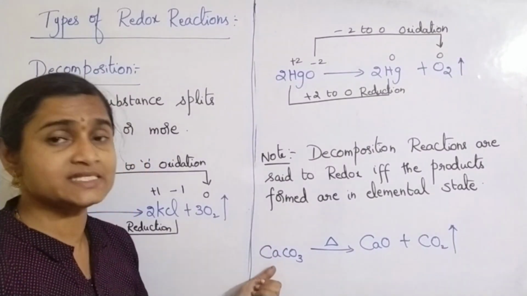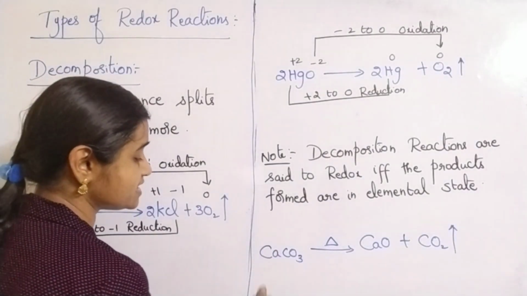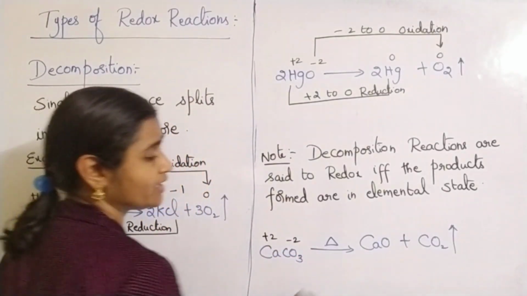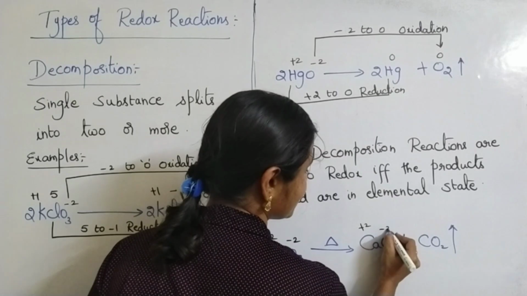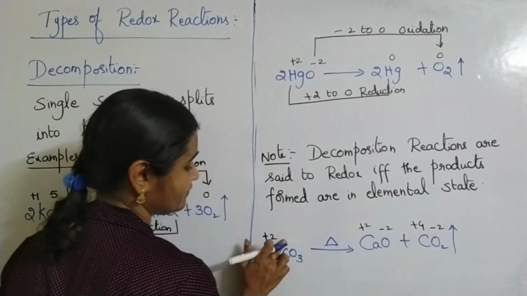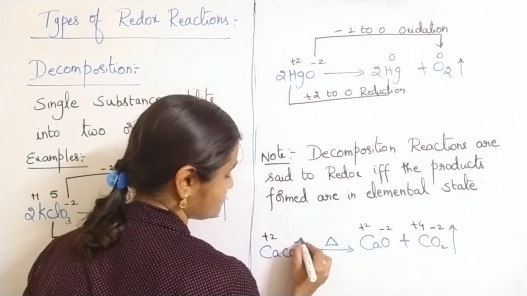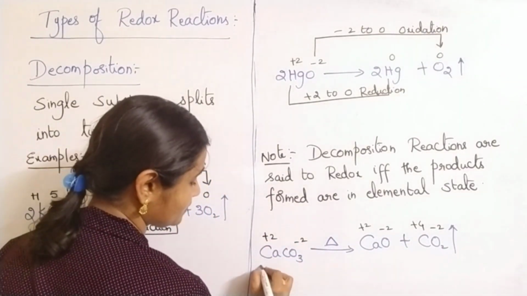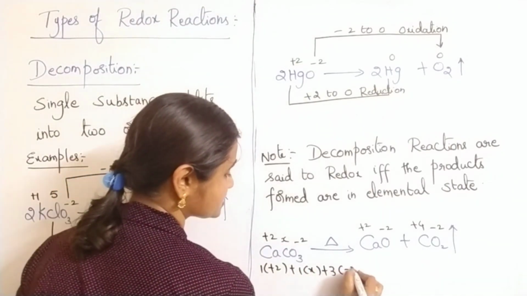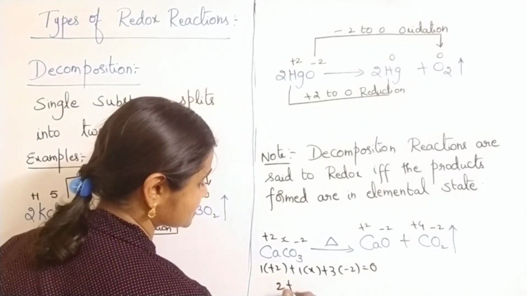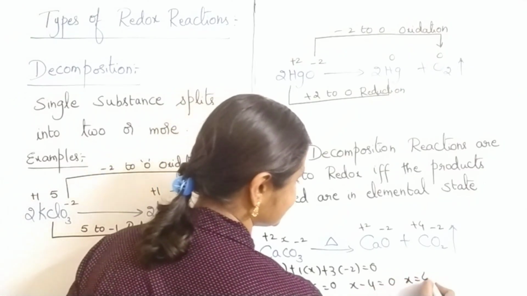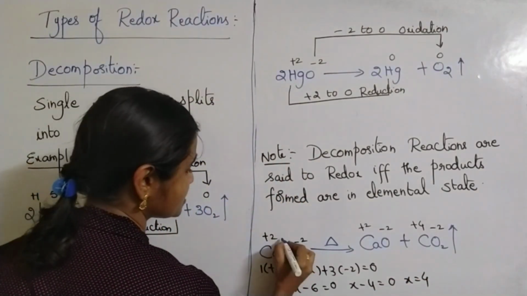Now coming to this example. Okay, now let us assign oxidation numbers. Calcium plus 2, totally carbonate ion minus 2. Okay, now calcium plus 2, oxygen minus 2. Or if you can directly check, oxygen minus 2, so carbon will be: 1 into 2 plus 1 into x plus 3 into minus 2 is equal to 0. So 2 plus x minus 6 is equal to 0, means x minus 4 is equal to 0, x is equal to 4. So carbon's oxidation number is plus 4.